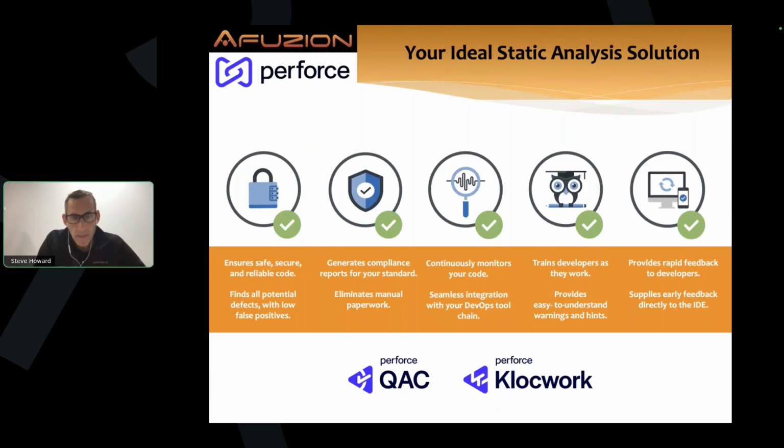Generating compliance automatically against the coding standards eliminates any manual paperwork and manual mistakes, of course, and really makes sure that we have coverage of those standards clearly documented. Being able to build them into our CI/CD pipelines means that we can continuously monitor the code, looking for changes as they're made on those feature branches, and really just seamlessly integrates them into the DevOps tool chains, making the manual tasks redundant.